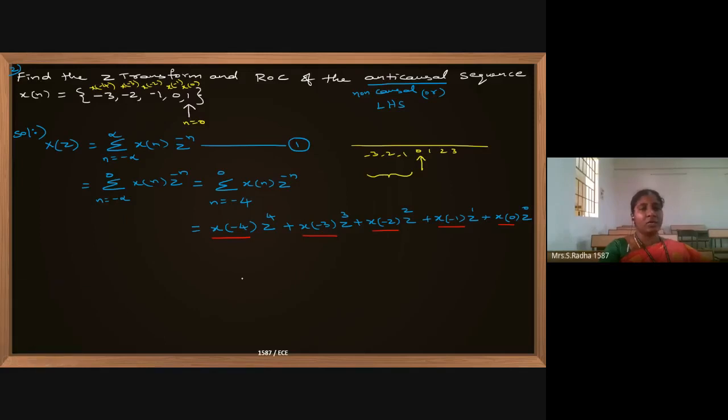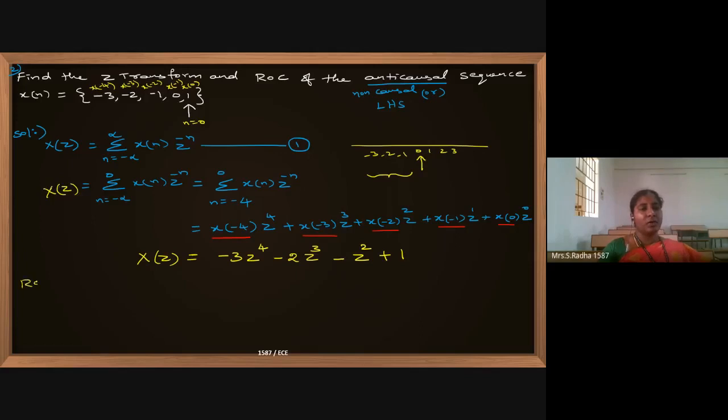I will take yellow color so you'll understand what I am trying to write. So minus 3 is the value for x of minus 4. You can see here from the given question. Into z power plus 4. Next is minus 2 z power plus 3, minus 1 z power plus 2. Okay, 0 terms you can directly avoid. Plus x of 0 means 1 into z power 0, also 1. Okay, so this is about x of z. This is the required x of z.